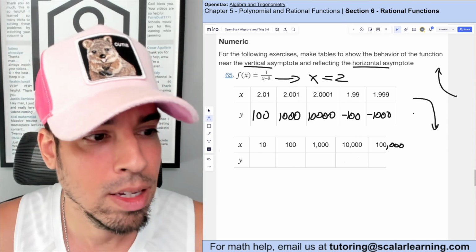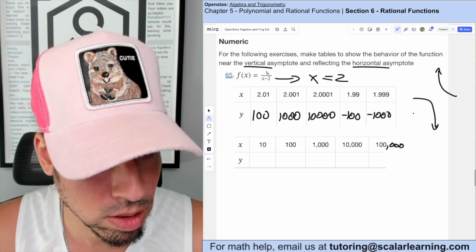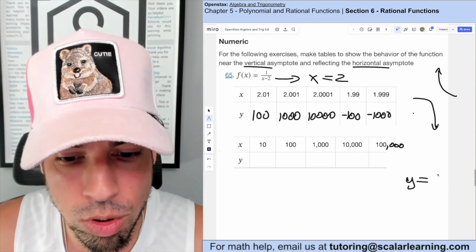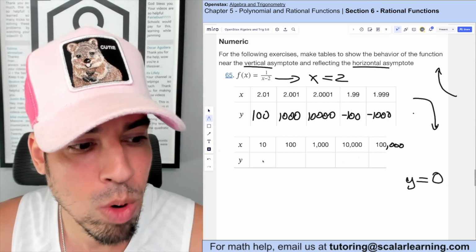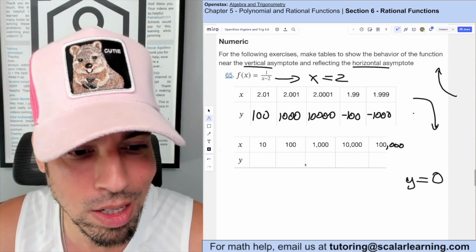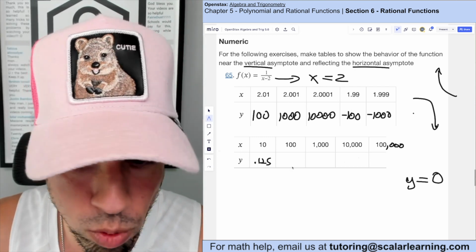Now, the thing is, you see that the degree on the bottom is bigger than the top, that we have a 0 degree on top and we have 1 degree on the bottom. So when that happens, you know that the horizontal asymptote is y equals 0. So what we should see is as we get farther and farther out towards positive infinity, we should be approaching 0. And you'll see that when you plug in 10, you get 0.125.